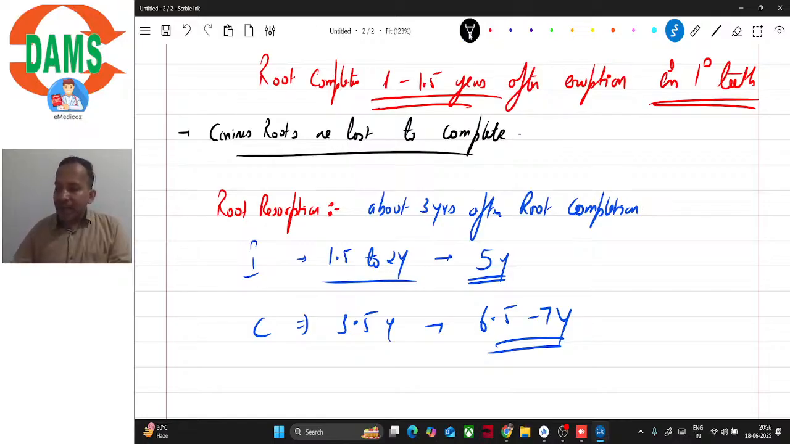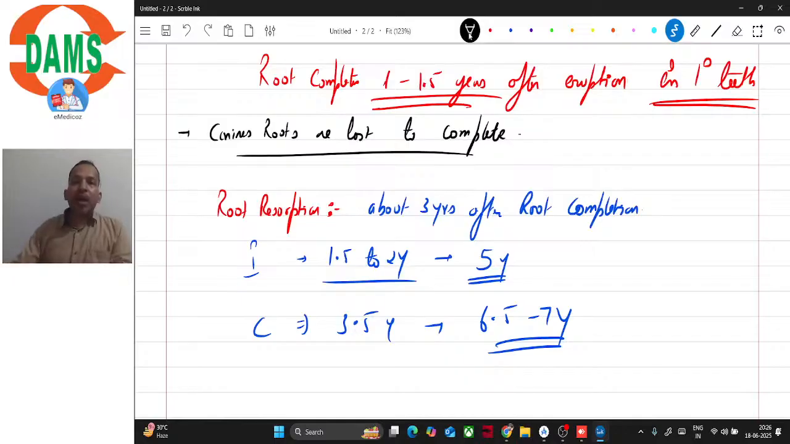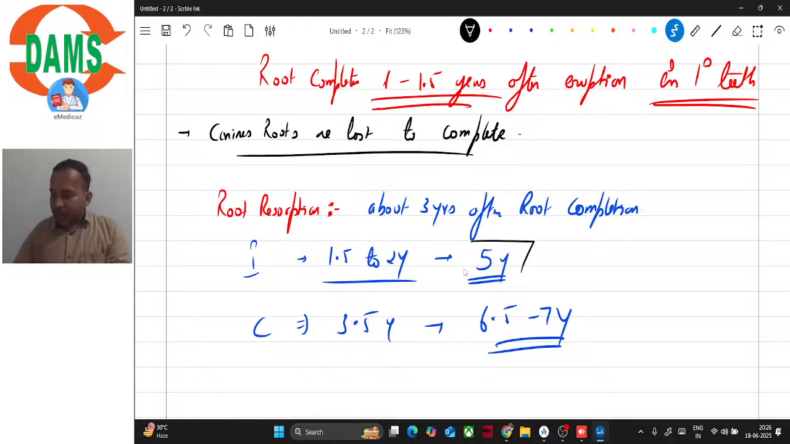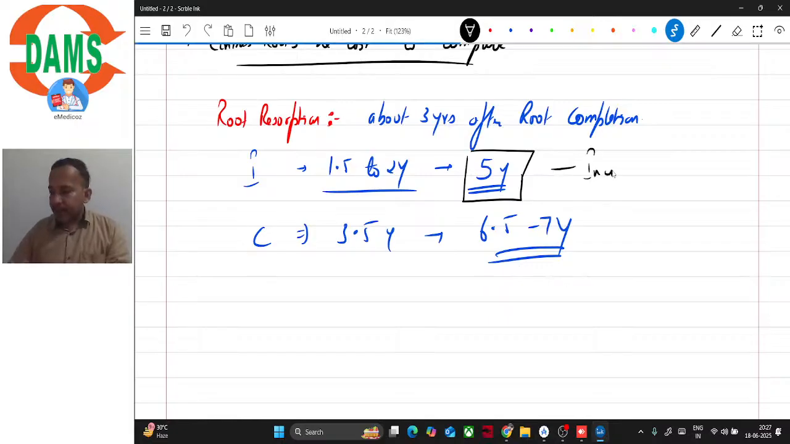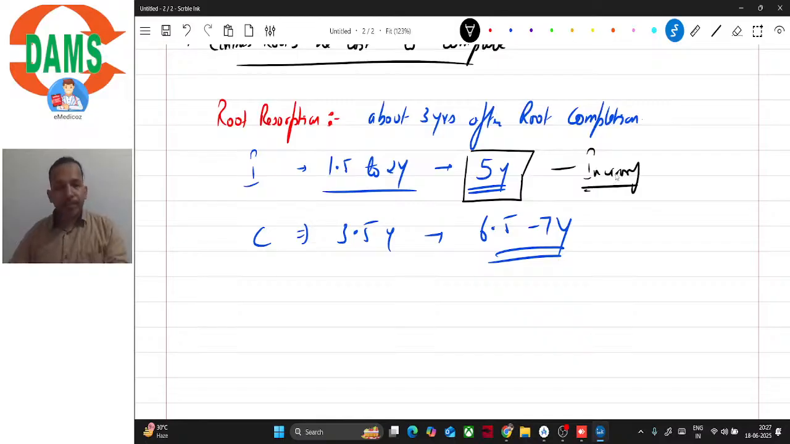But if someone asks you at what age does root resorption start, can we say that the root resorption for any root will start not before 5 years of age, right? Approximately 5 years of age, this is the age when the root resorption starts. The first root to resorb would be that of incisors, isn't it? The first root to resorb would be that of incisors.